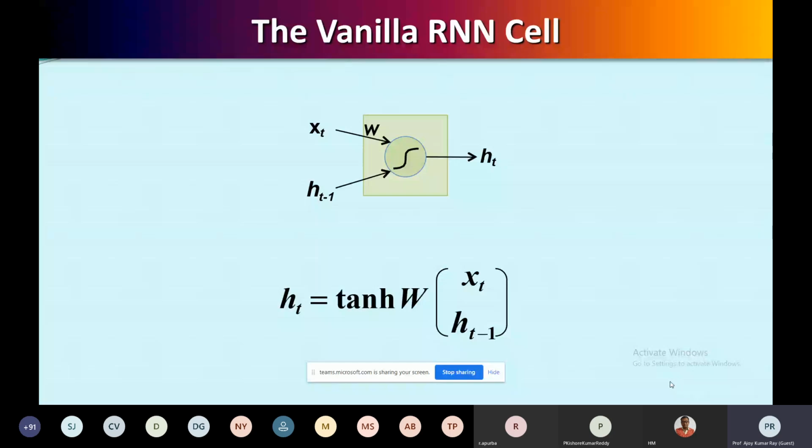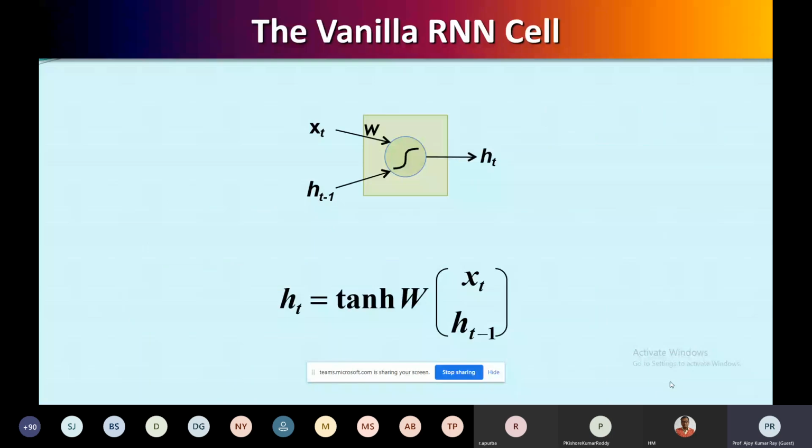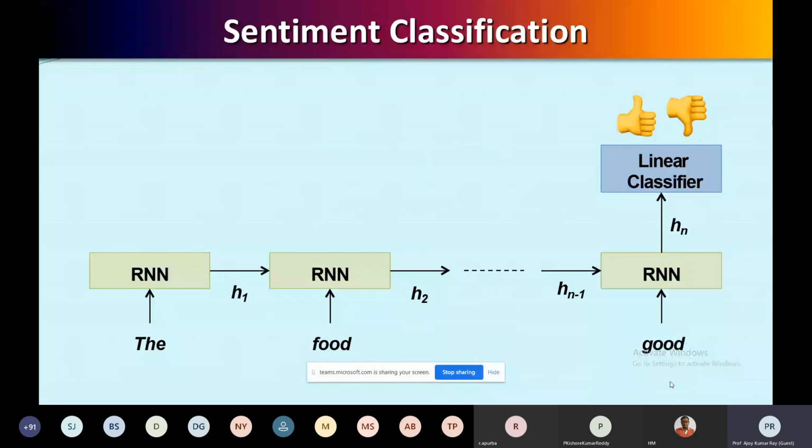Here we have used the nonlinear function as the tan hyperbolic function of W and then x1, ht minus 1. So at every level, as you can see here, the nonlinear function will be given by the tan hyperbolic function. Tan hyperbolic is somewhat like our sigmoid function, but it is much more sharp. And that sharpness also has its own importance.